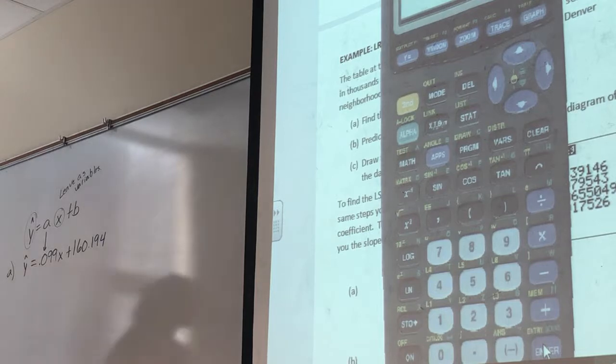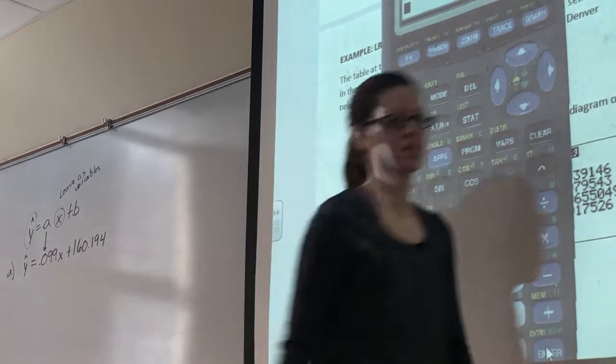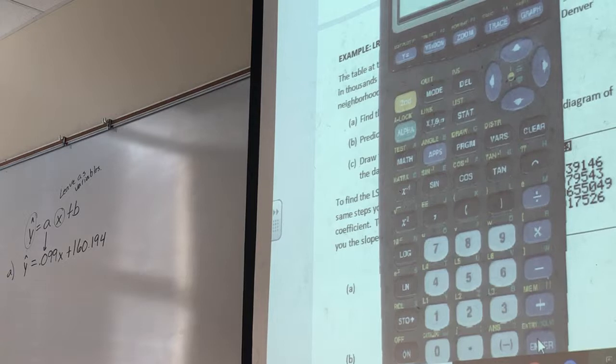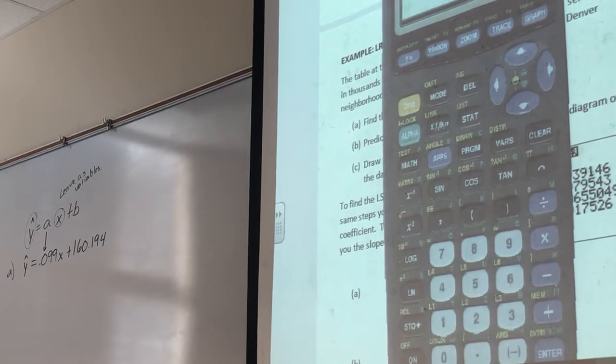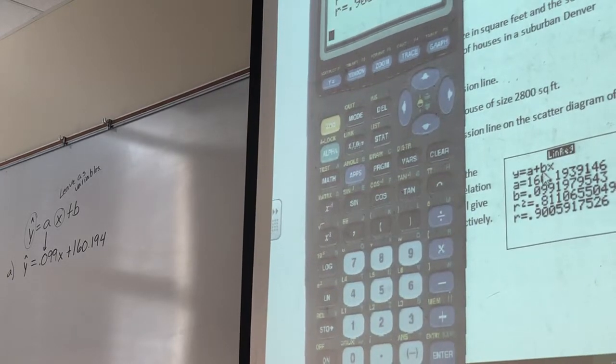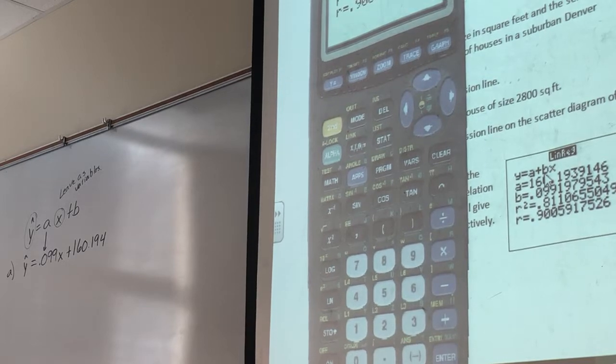Okay, so on your notes, the A and the B are switched. That's because I took this screenshot from a different book. So this is switched. That's just because they do it differently.